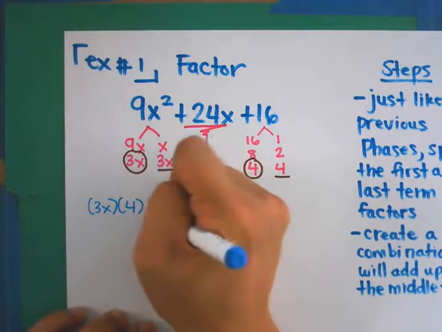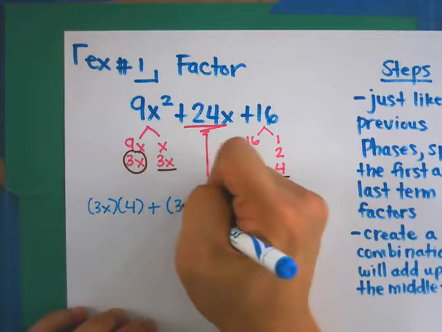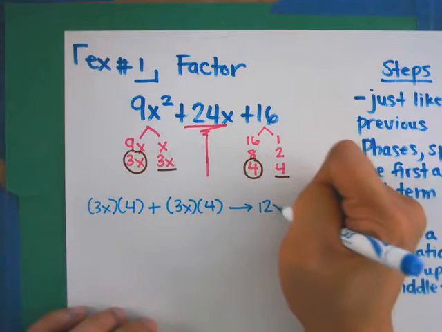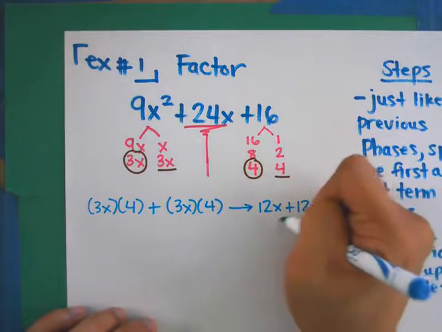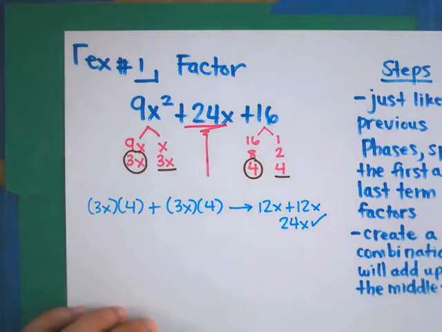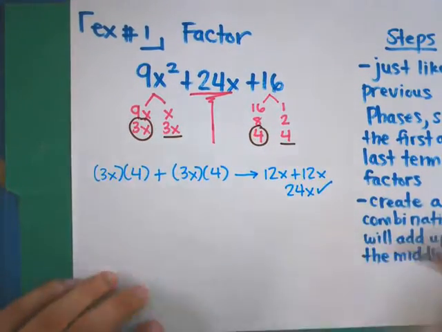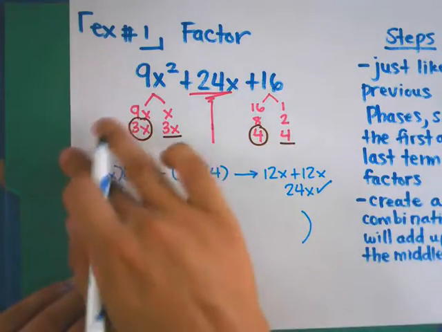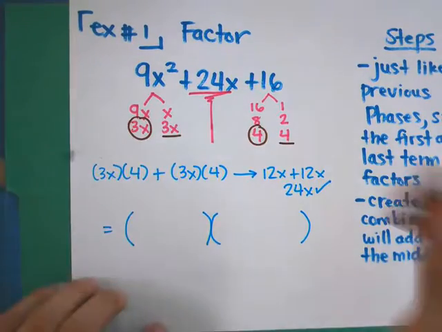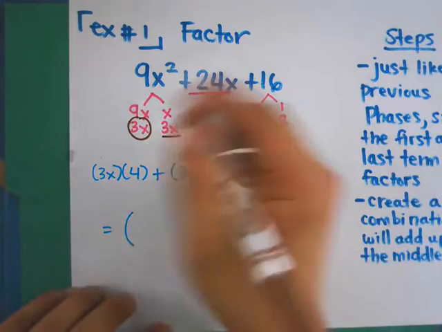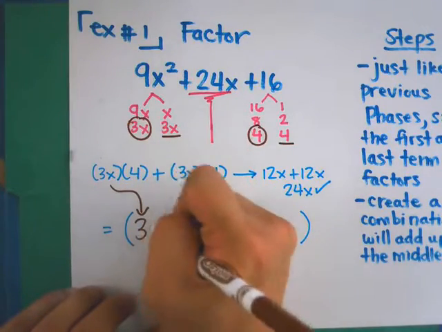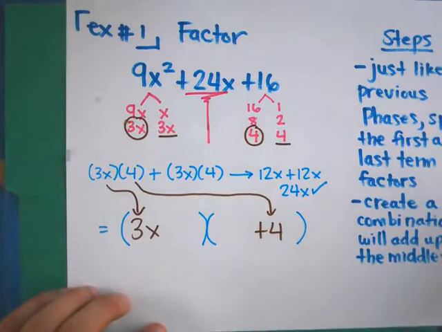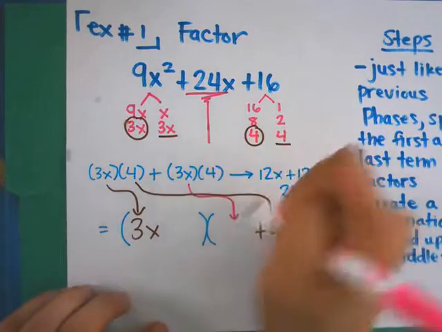3x times 4 plus 3x times 4, which is that one. Okay, let's see if it works out. 12x plus 12x. Yeah, that's the 24x that we want in the middle. Okay. Now we're going to create two factors, two parentheses. Just a small reminder that the first pair goes on the outside, and then the second pair goes on the inside.